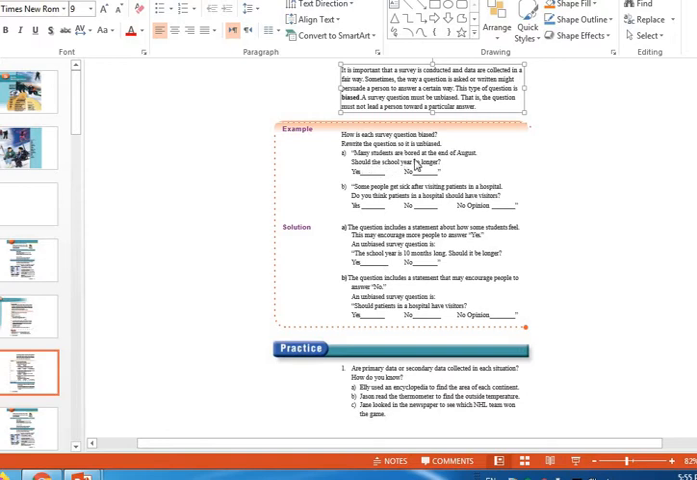Many students are bored at the end of August. Okay, focus here. Many students are bored at the end of August. Should the school year be longer? What do you think? This is a biased question. The question includes a statement about how some students feel. This may encourage people to answer yes. So the unbiased survey question must be like this.